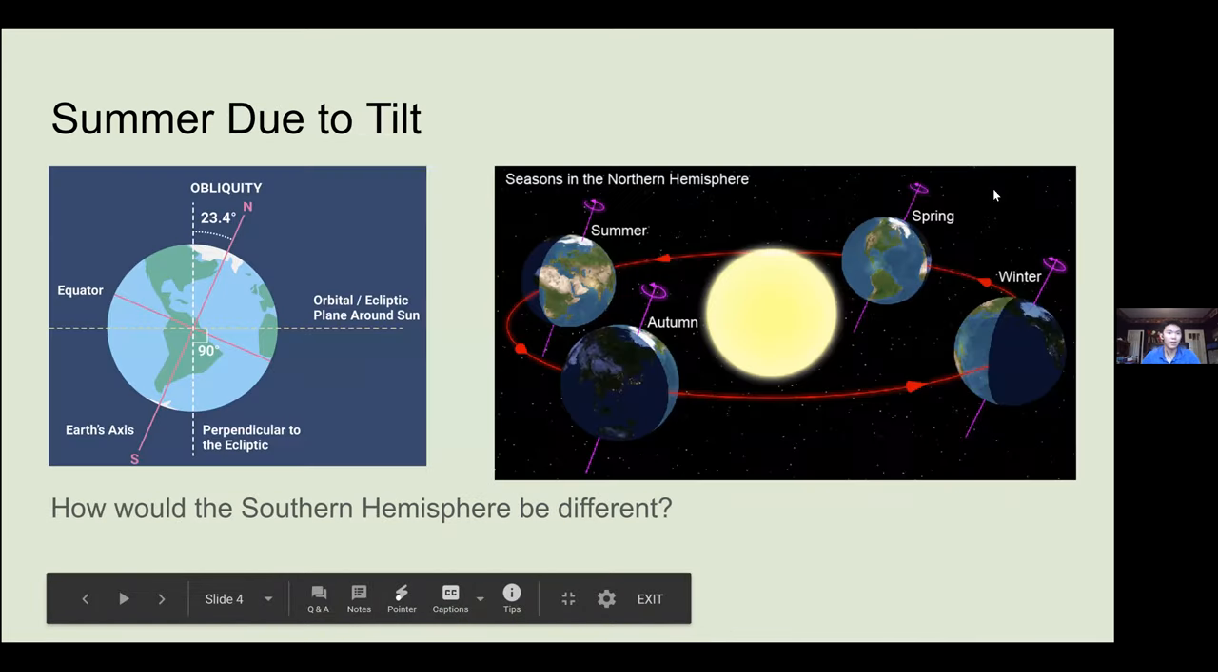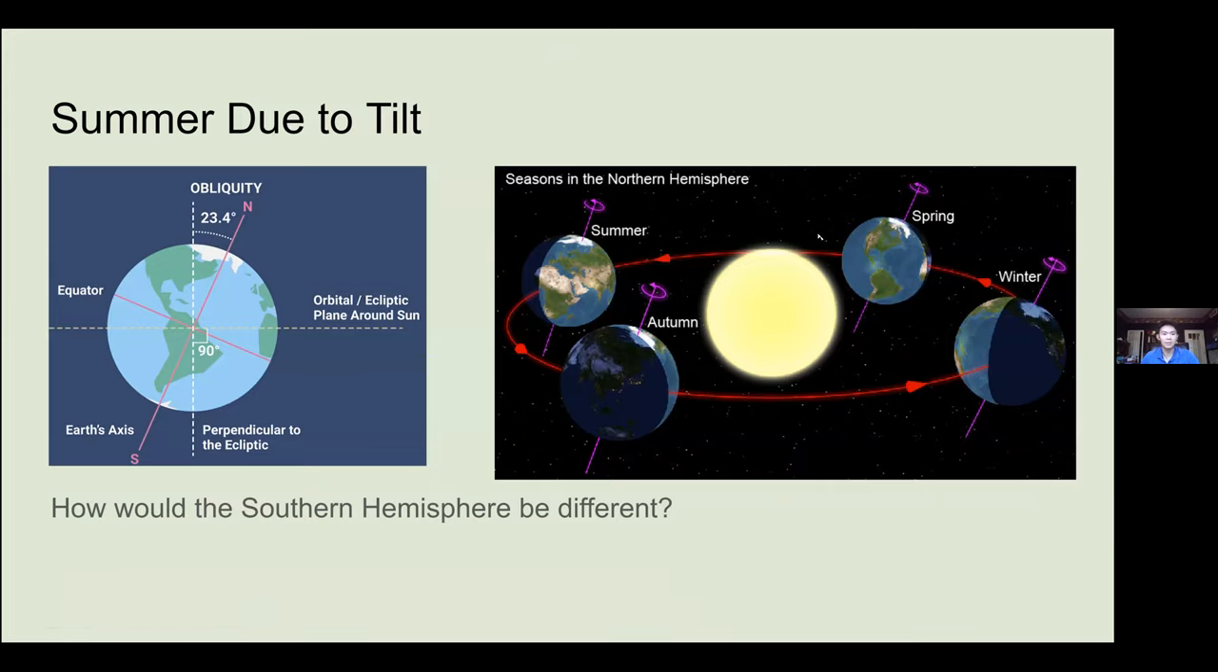Next slide. The actual reason is the tilt. The Earth's axis, basically the straight line up and down the Earth, is tilted a little bit. Because of this tilt, one part of the Earth is facing a little bit closer to the sun than the other half, and that's why we have the different seasons. As you can see in this picture, the various degrees of tilt and the different locations cause the different seasons.